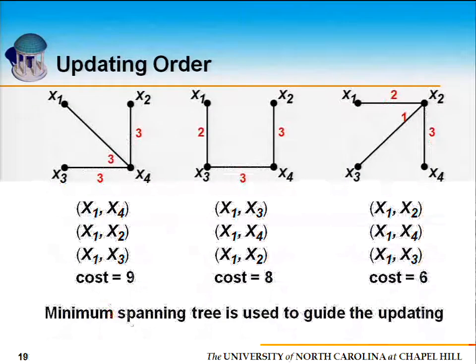Let's take a look at these 3 trees, for the SNP pairs associated with x1. For the tree on the left, the total update cost for these 3 SNP pairs is 9, which is the weight of the tree. Using the tree in the middle, the total cost is 8. And using the one on the right, which is the minimum spanning tree, the total cost is 6. As I mentioned, the minimum spanning tree is the tree that has the minimum weight of all spanning trees. So this is all very straightforward. It's a tree with minimum weight that guides the updating, in order to reduce the computational cost.